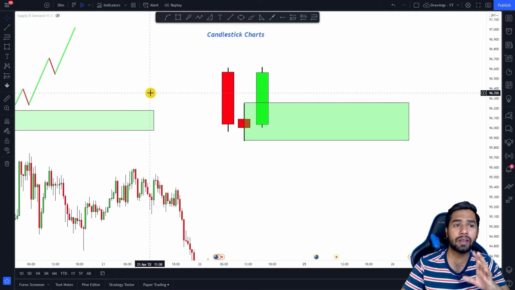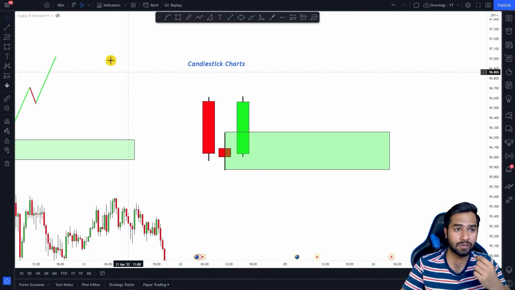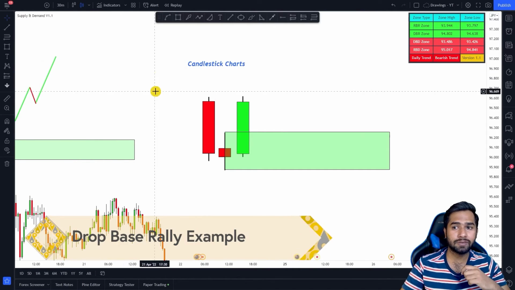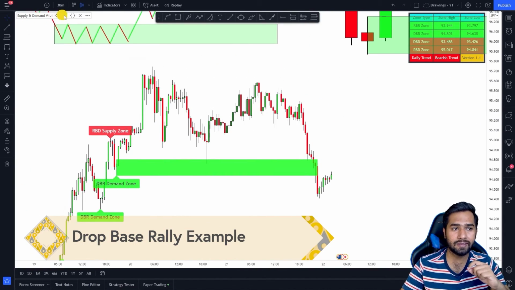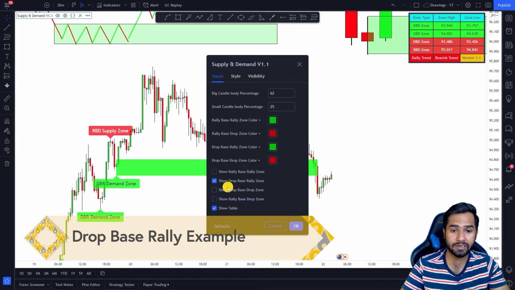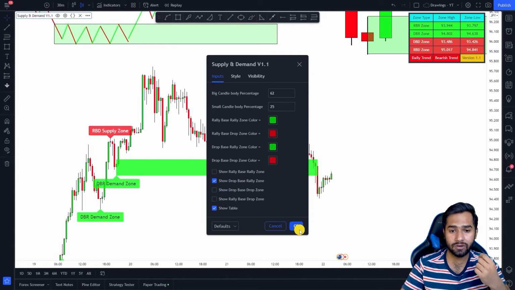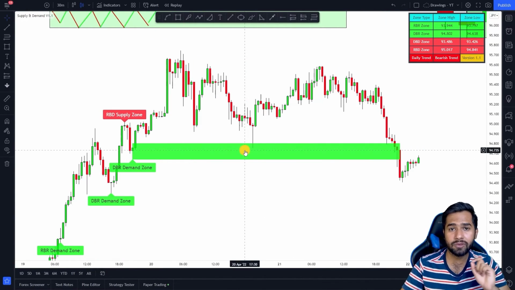Now let's go ahead and apply the supply and demand indicator here. So let me just click on this. Here we can see the formation of supply and demand zones, and in the settings of this indicator, I've only selected it to show me the drop-based rally demand zones because this is the topic of this video.